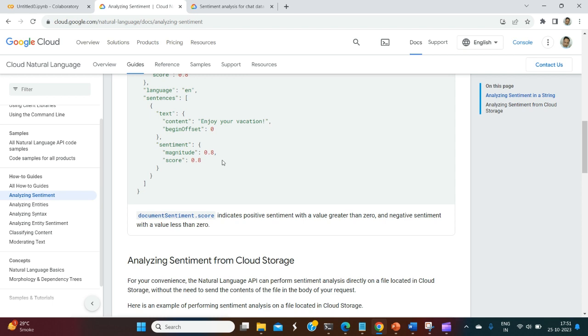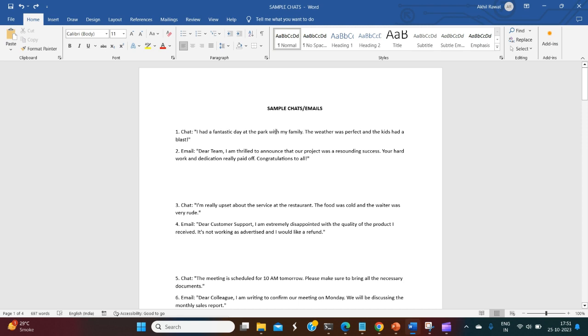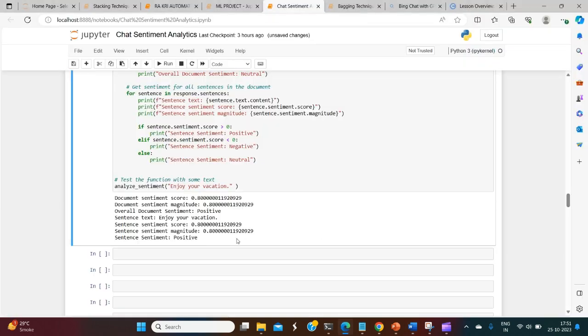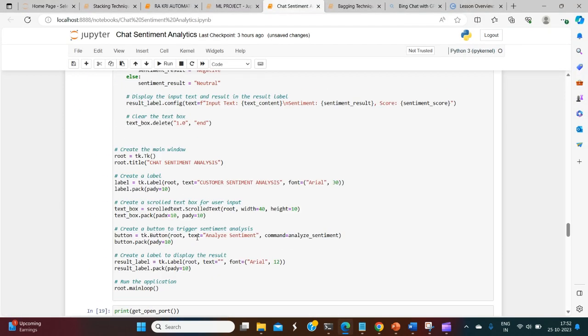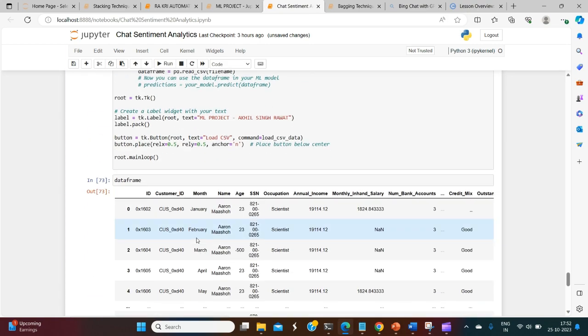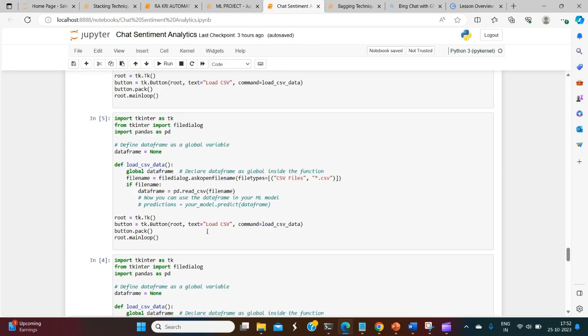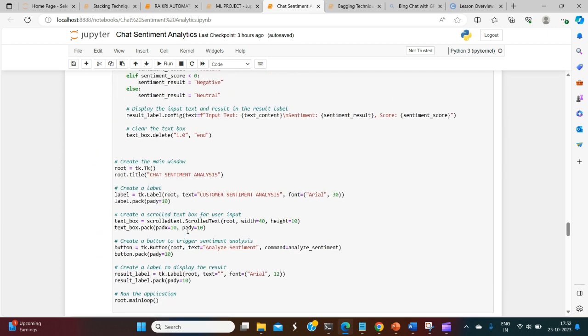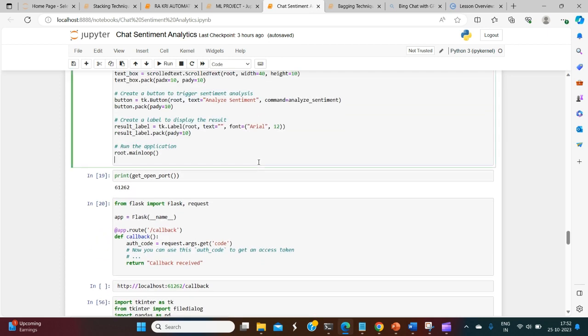Now we will analyze some emails and chats. I already have some sample data here, sample chats and emails, and we will see something interesting. Now that I have made my code, I have changed it to a GUI as well. I will be using that GUI because we will give input through that graphical user interface and see the output. So let me run this code.